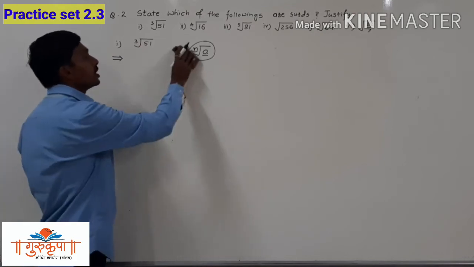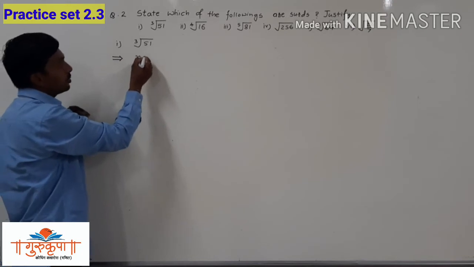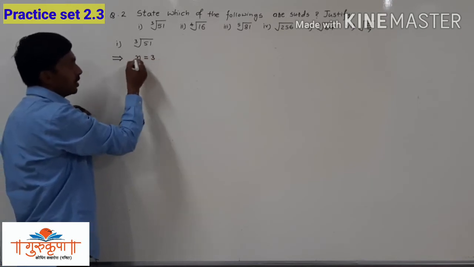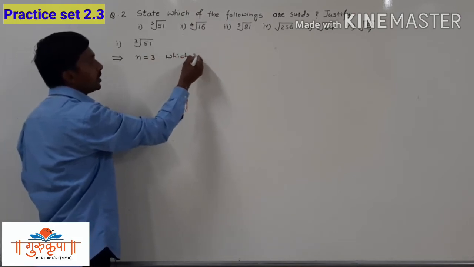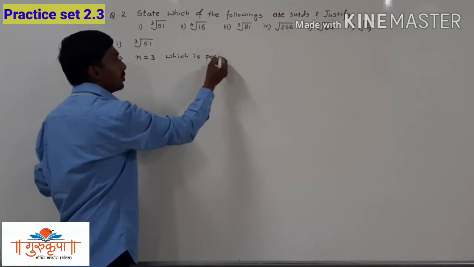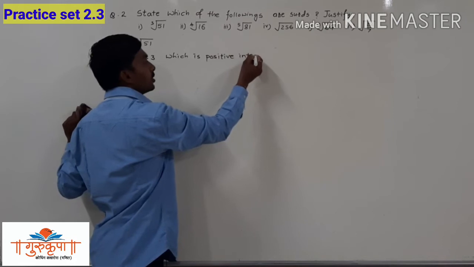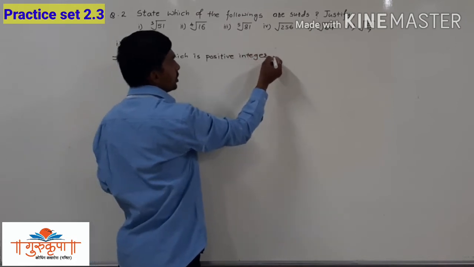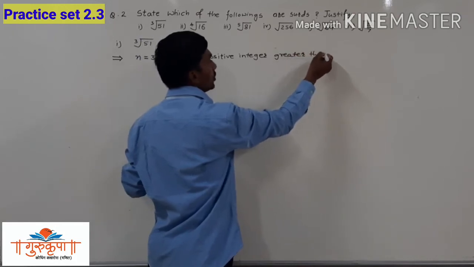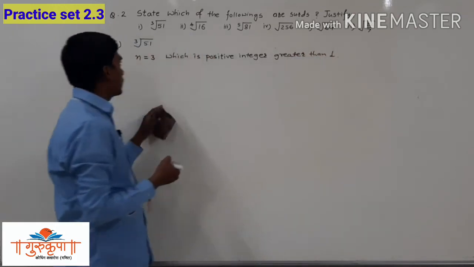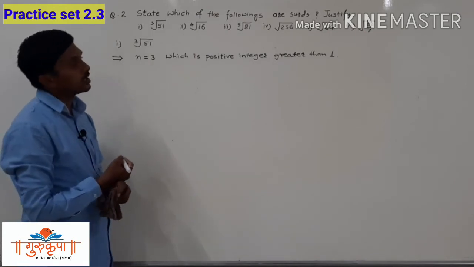So, we will check all three things here. The first thing: here we have n is equal to 3, which is a positive integer greater than 1. The first condition is satisfied. Here the order of the surd is 3 and it is a positive integer which is greater than 1.